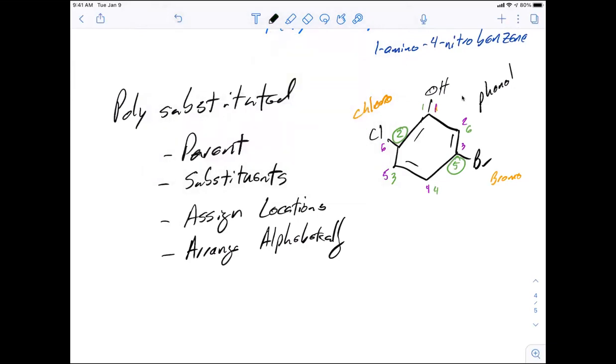Then we put this all together. We have our phenol. Bromo comes before chloro, so we'll do chloro. Okay, that is the 2-chloro. And then the bromo. And that's the 5-bromo. So 5-bromo-2-chlorophenol.